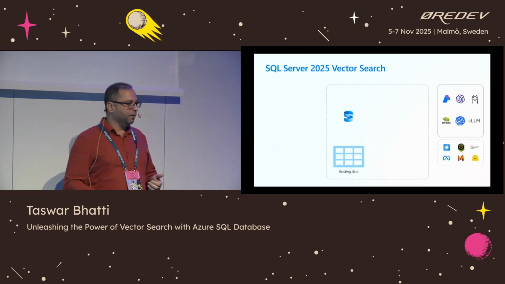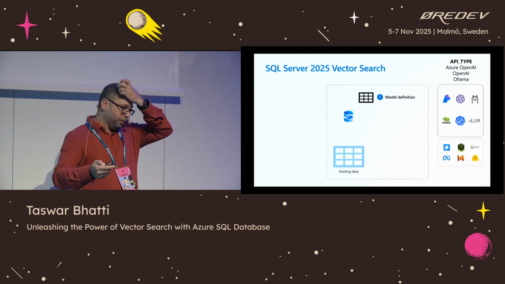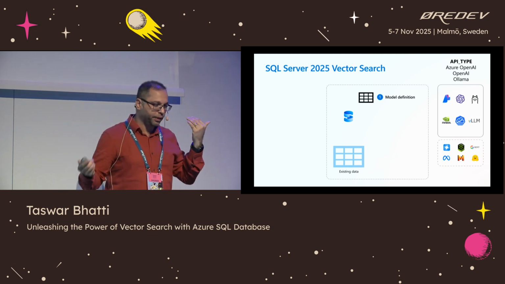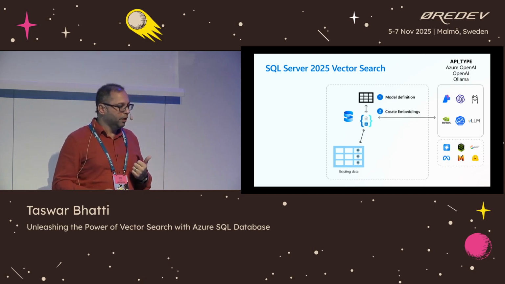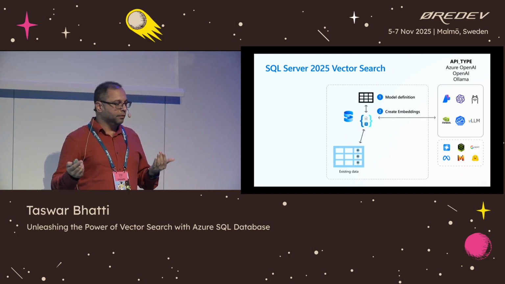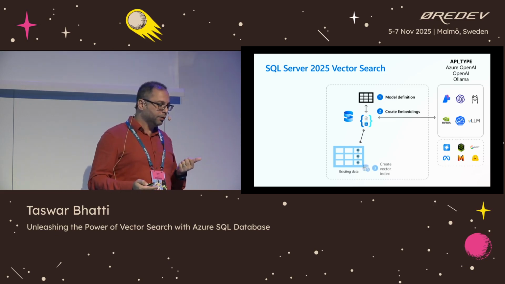And how the vector store works is basically you define your model, which one you want to use. You might want to use Azure OpenAI, Ollama, or whichever that you want. And then you create embeddings. Basically, you create embeddings using whichever LLM that you want to use.